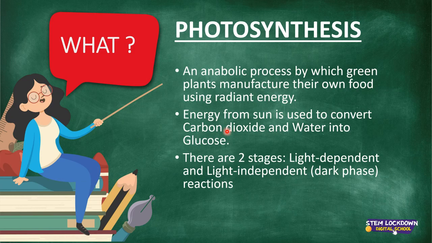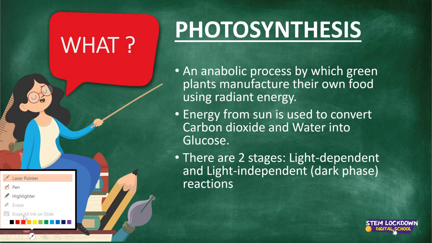All right. Remember, another study objective that we had is you should be able to write down the definition of photosynthesis, and it reads as follows. Photosynthesis is an anabolic process by which green plants manufacture their own food using radiant energy. Radiant energy, let me just get my pen to underline.